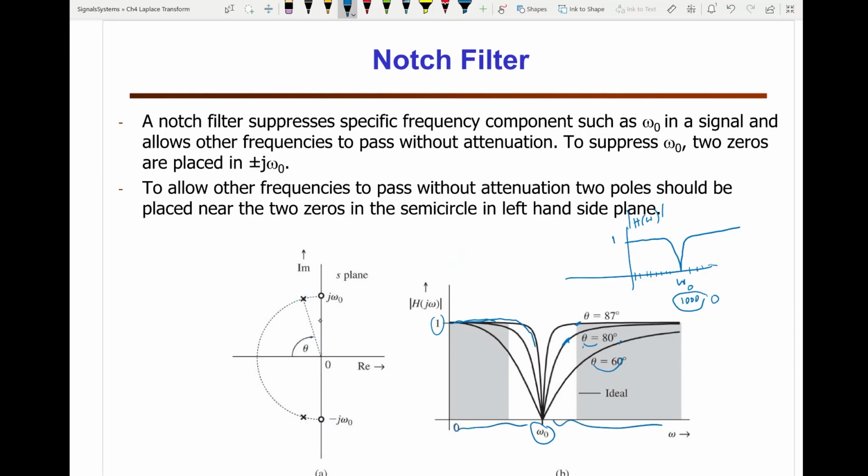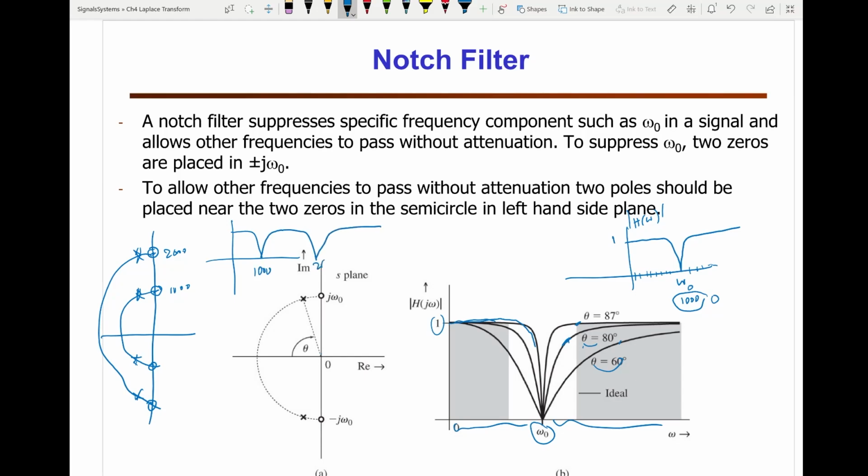Now let's say I have two tones of noise in my speech, one at 1000, one at 2000. So I want to eliminate this frequency and this one, let's say, in radians per second. Then we need to put a 0 here and a 0 here, and they have to have their conjugates, and then a pole. So if I draw a semicircle here, that will be the pole here, and this one here. And if I plot the magnitude, it will look something like this. This will be the 1000, and this will be the 2000.